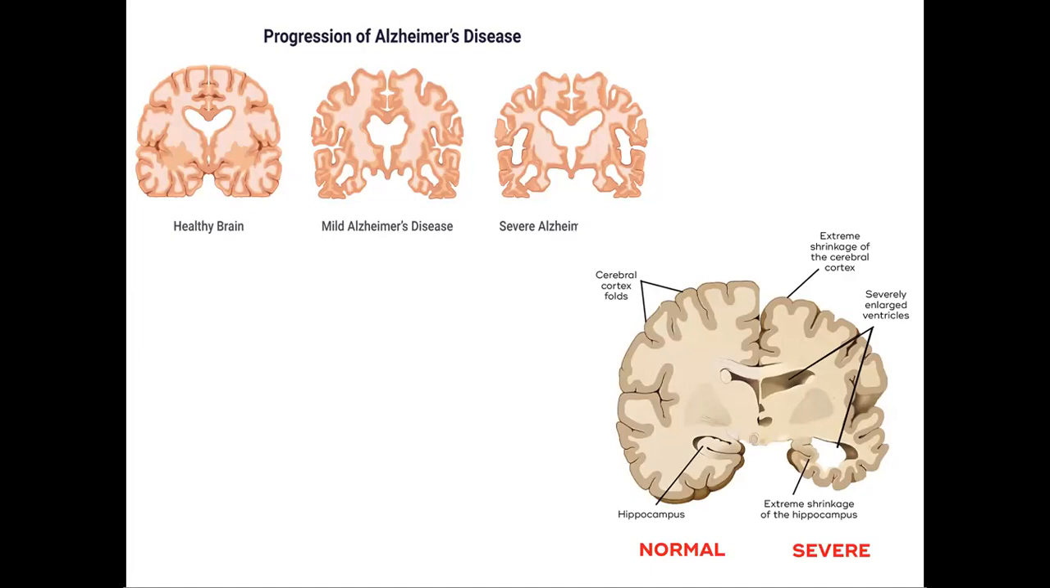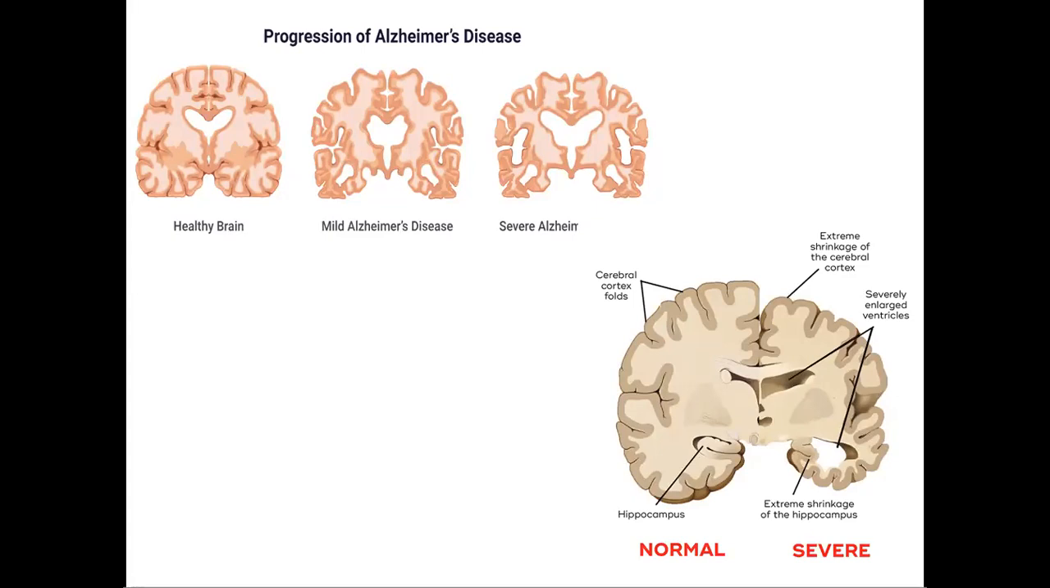In the hippocampus region, as I've shown in the slide, there is too much shrinkage. The ventricles are increased in size, severely enlarged. And similarly, there is atrophy of our cerebral cortex. So it is totally contrasting to our normal human brain. So we call it Alzheimer's disease.